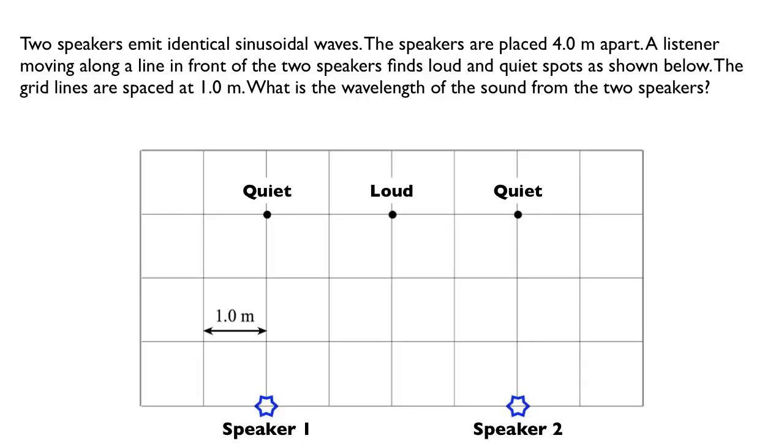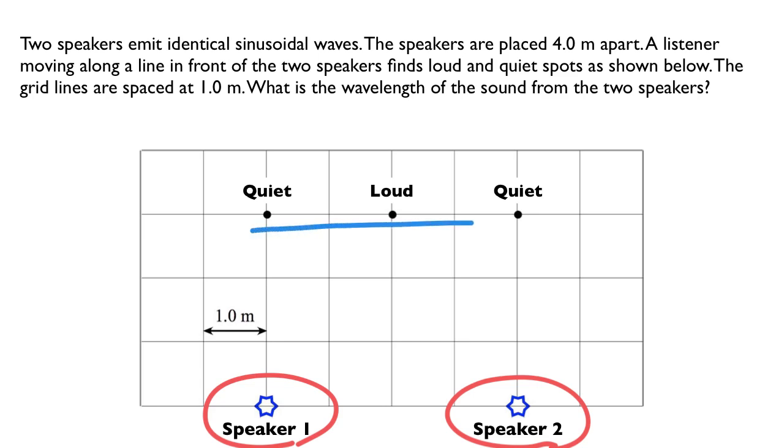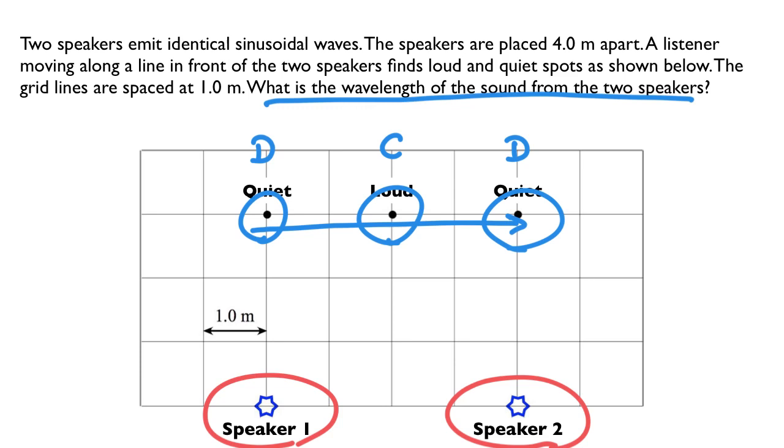Now let's look at a problem in 2 dimensions. Suppose I have 2 speakers, speaker 1 and speaker 2, and they're emitting identical sinusoidal waves, and they're in phase with each other. These 2 speakers are 4 meters apart. The grid here is 1 meter squares. The question is this: if someone walks on a line in front of the 2 speakers and measures a quiet spot, and then a loud spot, and then a quiet spot, these are clearly regions of destructive interference, and then constructive interference, and then destructive interference. The question is, what is the wavelength of the sound from the 2 speakers? That's the question we want to consider.